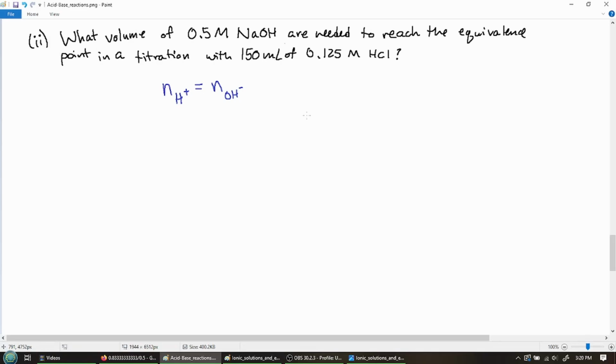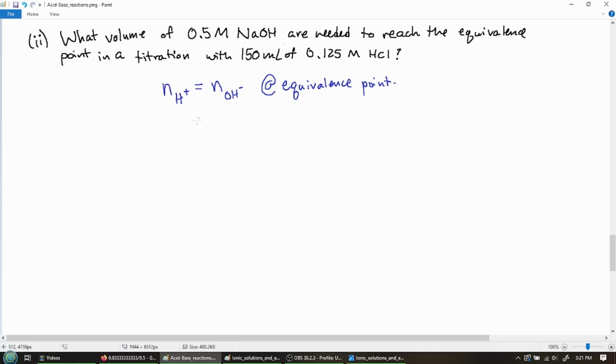At the equivalence point then, we know that the number of moles of H plus is equal to the number of moles of OH minus. So in that case, we need to figure out one of these two numbers. That's probably a good place for us to start. We need to figure out how much of this sodium hydroxide we need in order to reach the equivalence point. So let's figure out how much of the other species is present at the equivalence point.